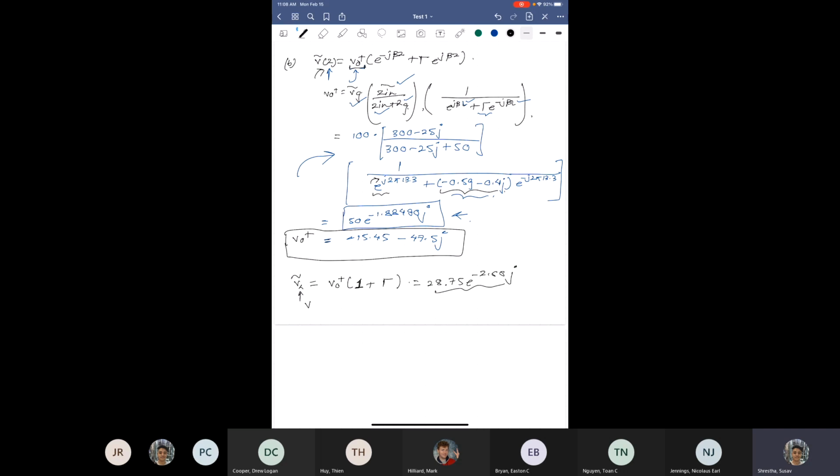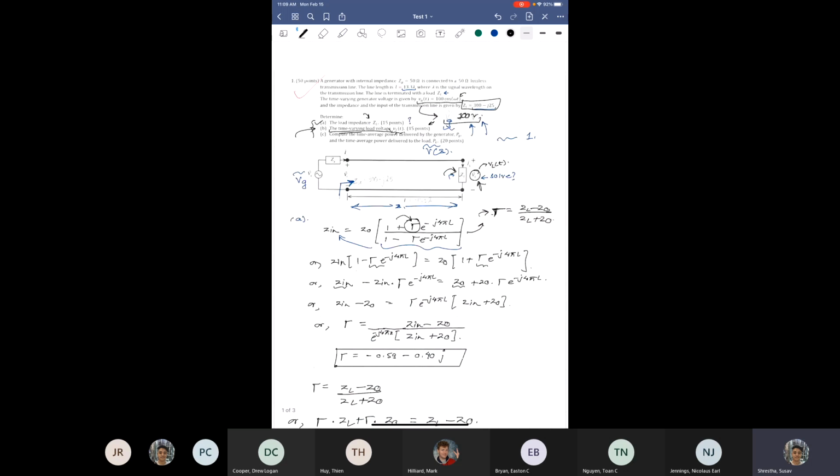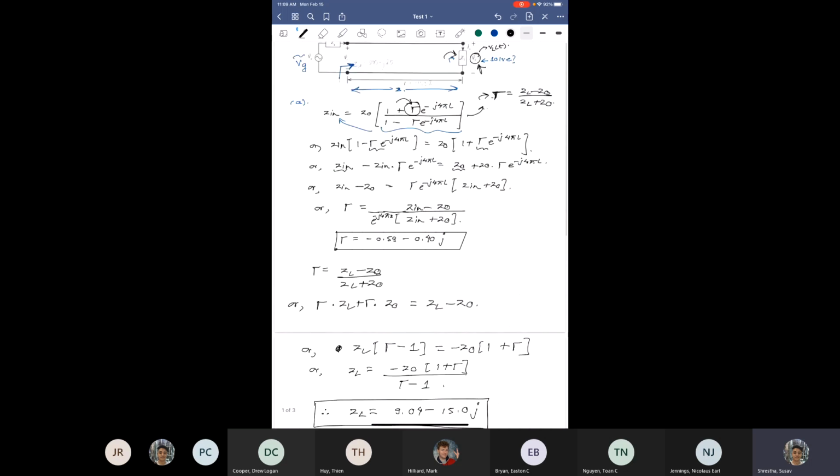And this should be pretty straightforward because converting from polar is usually a lot easier. It's basically 28.75 cosine of omega t minus 2.66, right? That's your time varying voltage. How do you actually write it into VL of t?